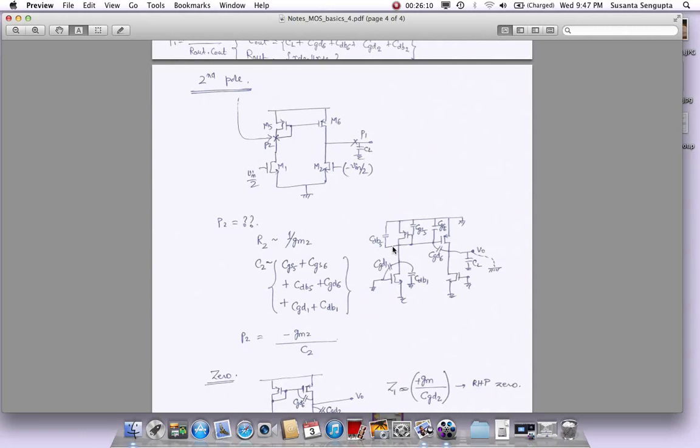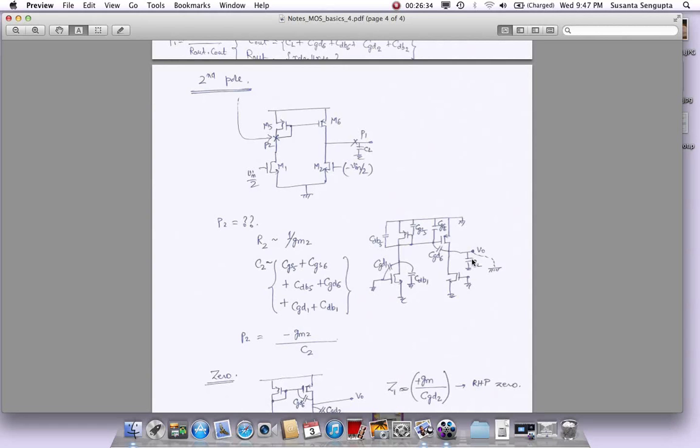Then what else we will see? We will see drain to bulk of this device. For this device we'll see drain to bulk and gate to drain also, because when you are finding the total capacitance, remember there is no input. We make the input 0 when we are trying to find a pole. Okay, so this point becomes AC ground, so these two get added. Similarly for this device, this will get added here.